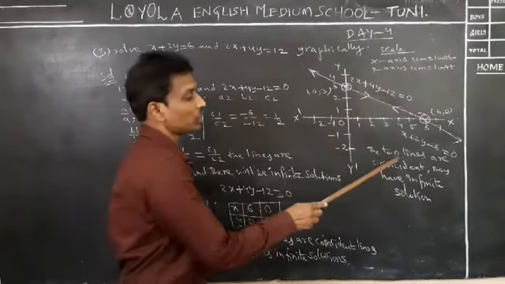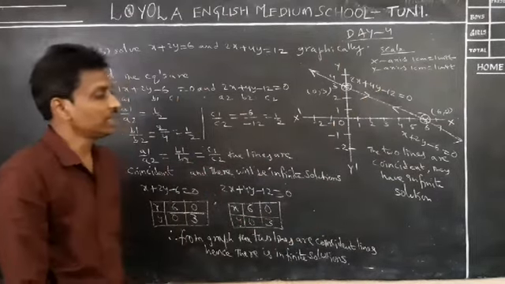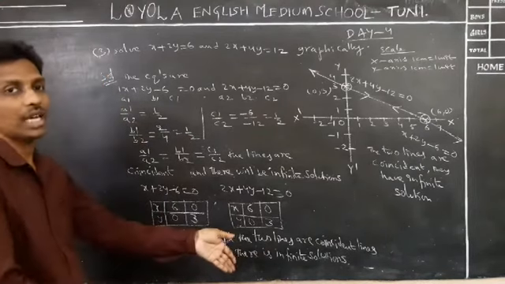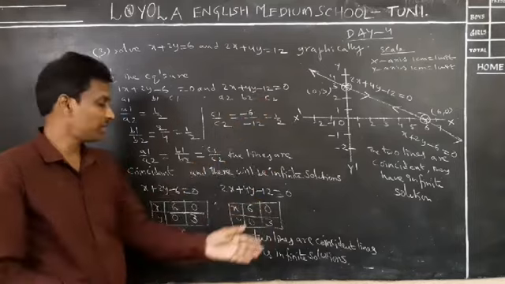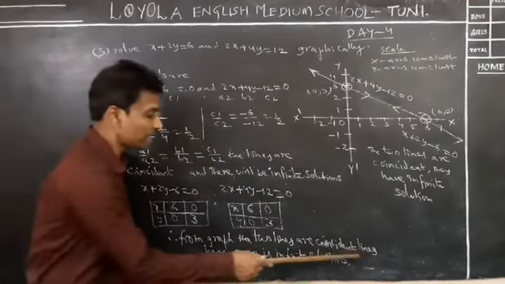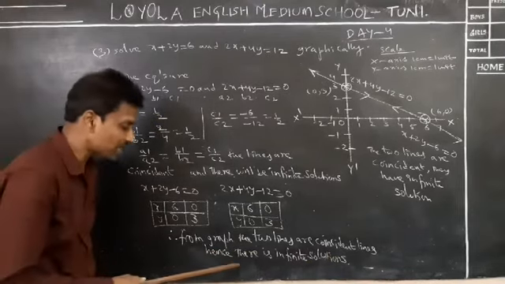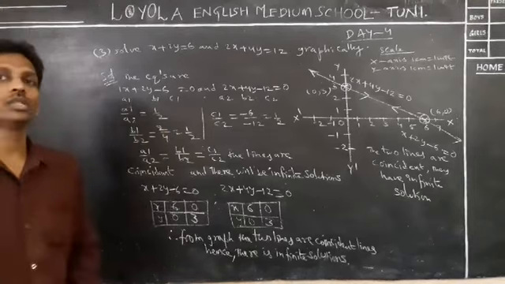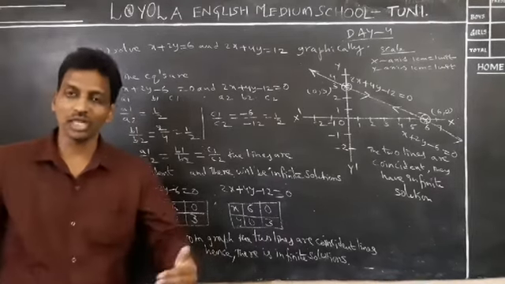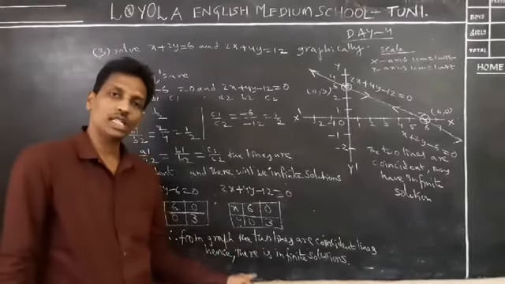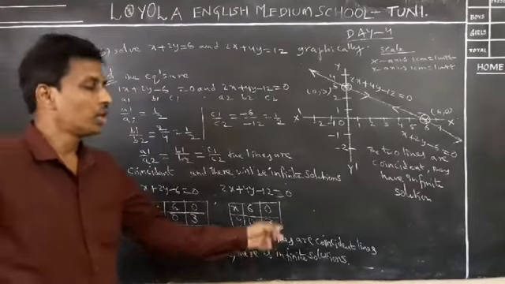So what we came to know: the two lines are coincident. They have infinite solutions. From the graph, what we observe, from that observation we give the conclusion. From the graph, the two lines are coincident lines. Hence, there are infinite solutions. So we have already seen intersecting lines, parallel lines, and the third model is coincident lines.